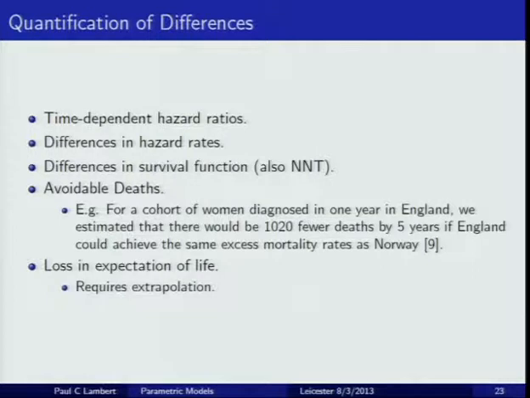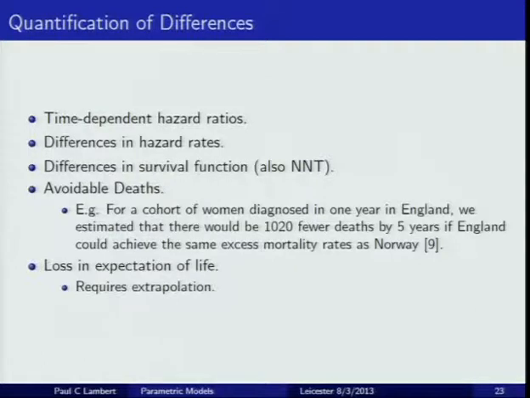The next two points, avoidable deaths and loss in expectation of life, are two ways we try to understand the impact of what these differences mean at both individual and population levels. We try to summarize these complex models in a headline figure, as well as presenting the details. And the avoidable deaths are a what-if scenario.